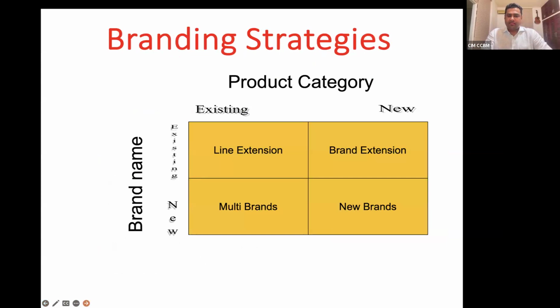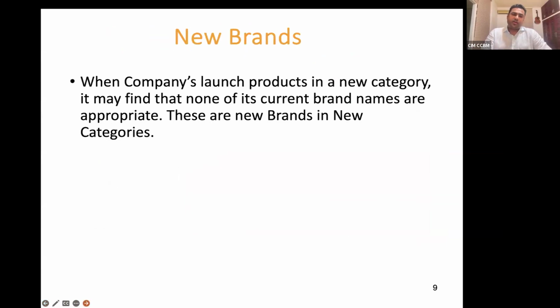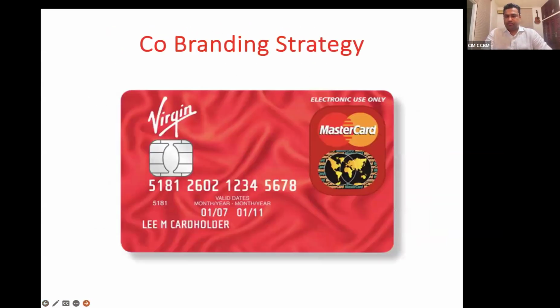Co-branding, guys, on the other hand, is when two brands get together. Co-brand. Can be two brands, can be more than two brands. So here MasterCard and Virgin have got together to co-brand and create a credit card. Disney and McDonald's got together and co-branded. There are so many brands that co-brand. Two brands get together. Okay? I'll scratch your back, you scratch mine. Co-brand.